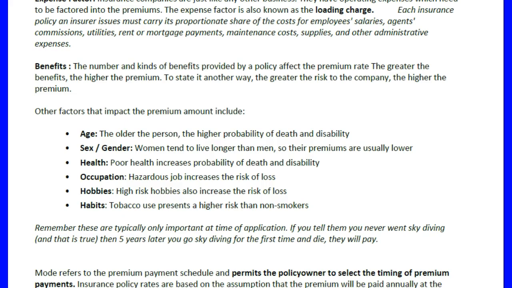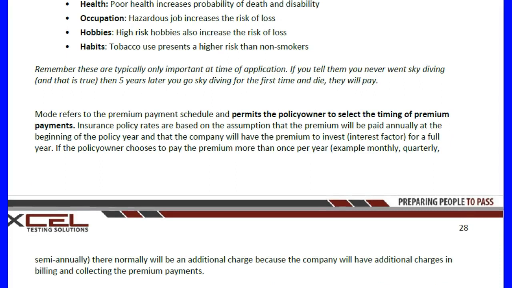There are other factors that impact premiums: age, sex, health, occupation, hobbies, habits, everything that can create risk to the company.